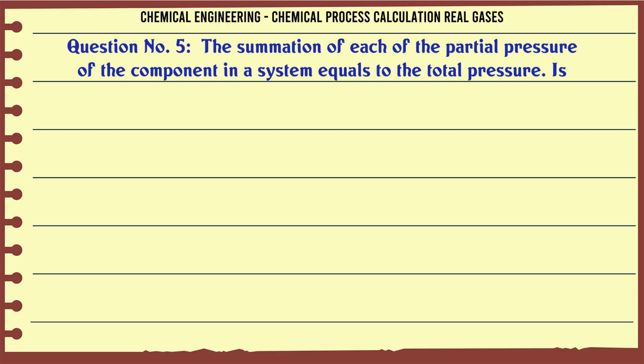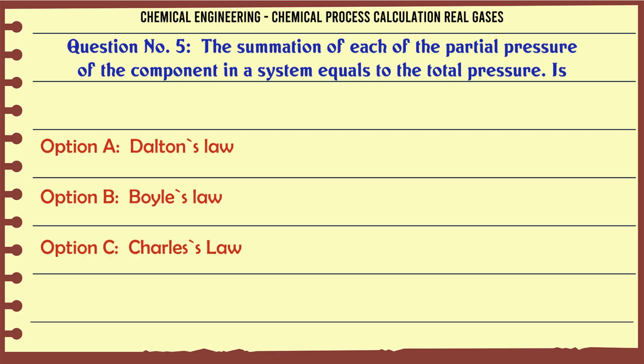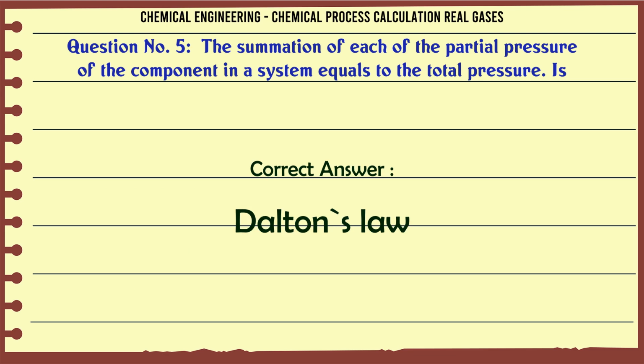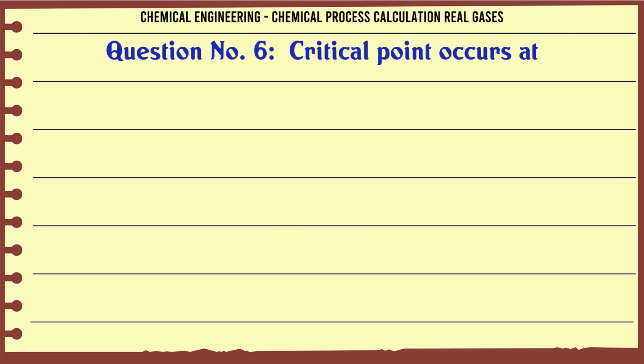The summation of each of the partial pressures of the components in a system equals the total pressure is A. Dalton's law, B. Boyle's law, C. Charles's law, D. None of the mentioned. The correct answer is Dalton's law.